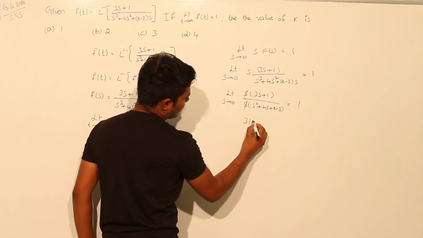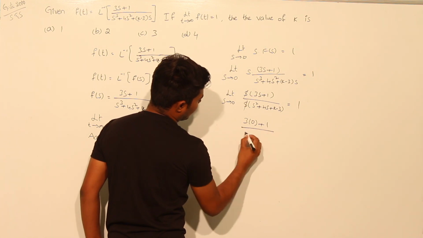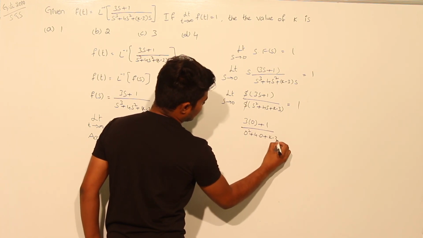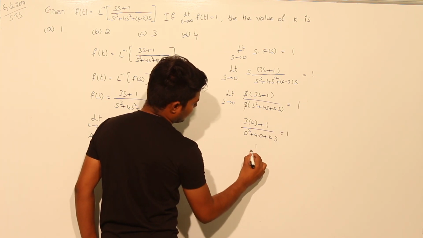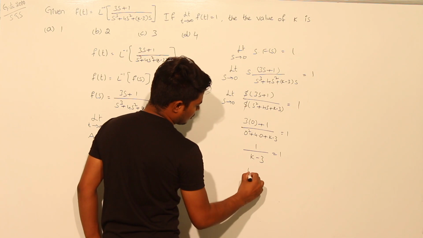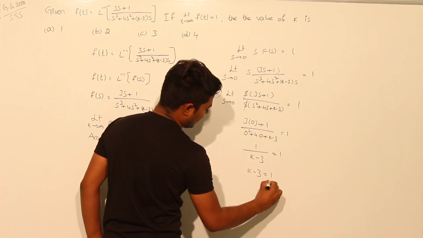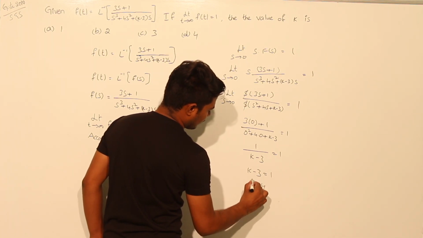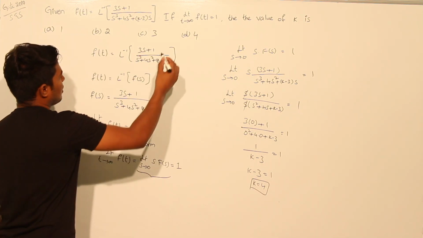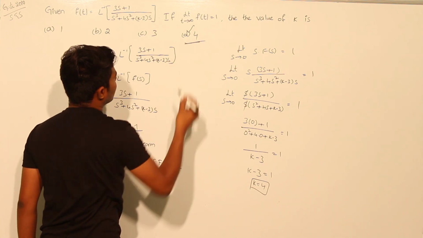That will become (3 into 0 plus 1) by (0 square plus 4 into 0 plus k minus 3) equals 1. Now the numerator will be 1, the denominator is k minus 3, equal to 1. So k minus 3 is equal to 1, k equals 4. We have got the value of k, that is 4, which is the required one. In the options, option D is the correct answer.